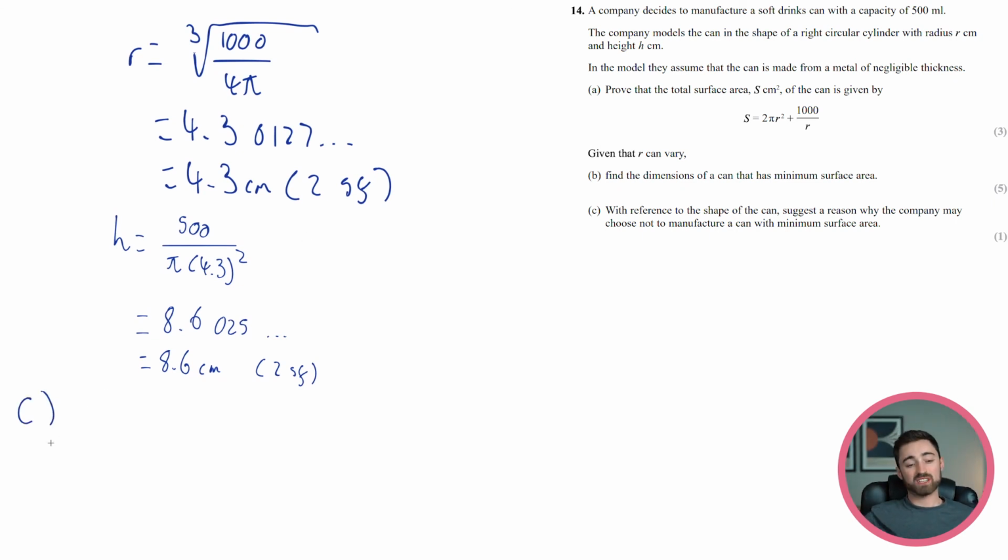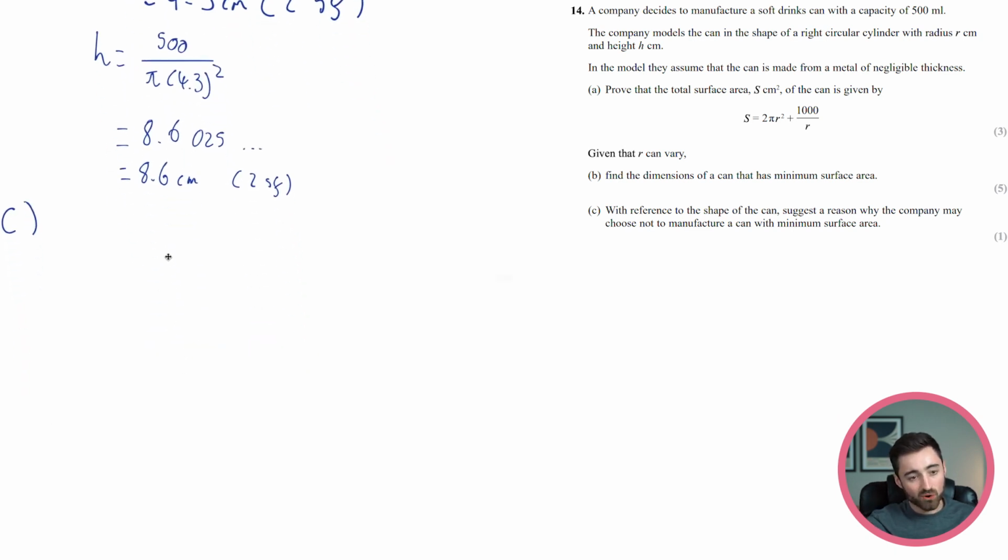Okay, well, I suppose it says with reference to the shape of the can, and in the last bit of the question we worked out the dimensions. Obviously it's the dimensions of the can that determine the shape of the can. So a good place to start is probably looking at those numbers. So this says that r equals 4.3 and h equals 8.6.